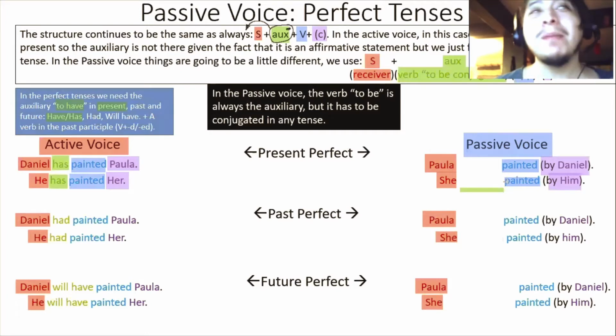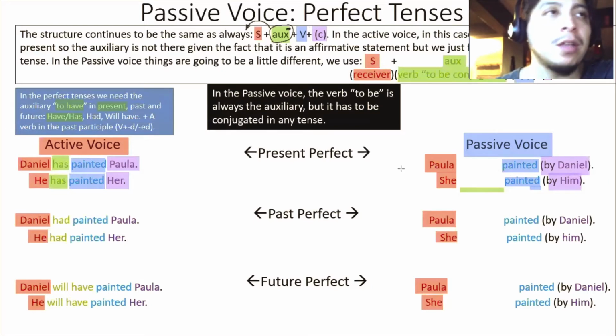Remember that the participle is not a time tense. The participle is a conjugation. Regular verbs in participle end with ed, but we have a lot of irregular verbs, so you need to learn them, okay? And then subject, auxiliary, verb in past participle, and complement.